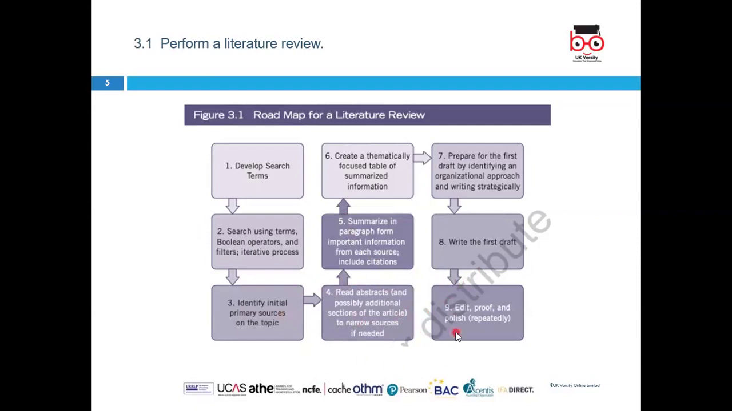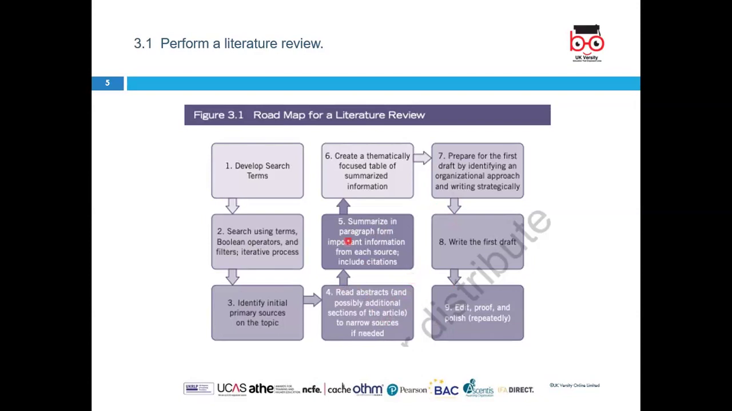Then you read abstracts and possibly additional sections of the article to narrow your sources if needed. You're not going to read all the articles, but you still want the articles that are relevant for you. You just read the abstracts and some more details also. Then you are excluding some research because you don't want 1,000 papers. You want a smaller number of papers, so that you have a handful of them. I'd say 10 to 15 articles would be fine for a good literature review.